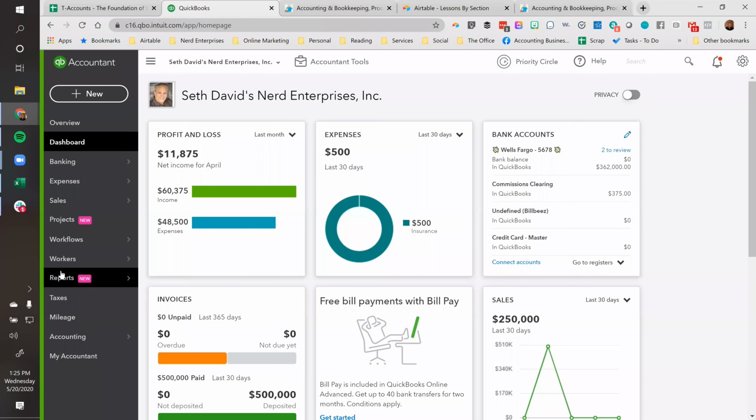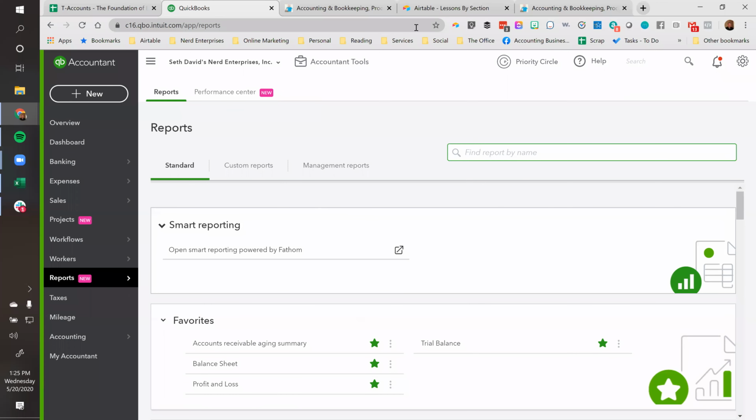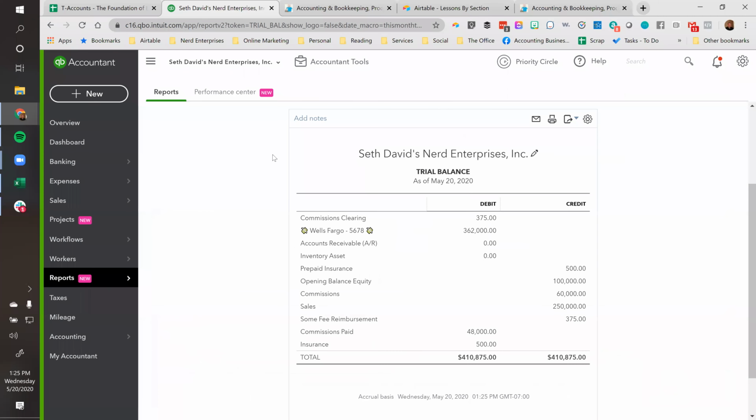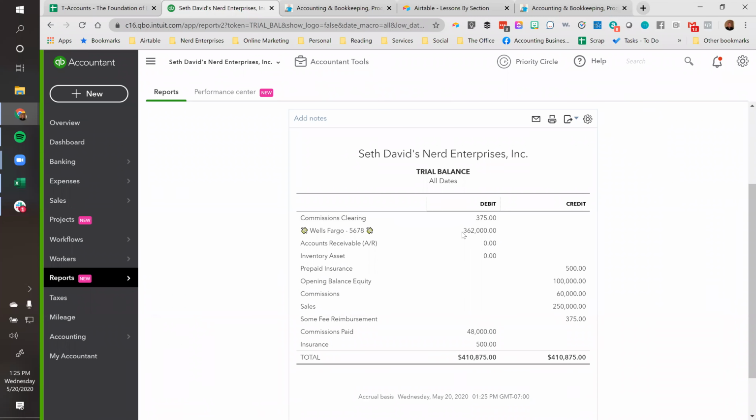Okay, so before we run anything, I just want to run a quick trial balance because this is my sample books, and I don't remember, honestly, if I gutted it out from the last time I did a tutorial of any kind. So we're just going to change this to all dates and run it. And so it looks like I have some residual stuff in here from the last time I did a video using this company, okay? So we're gonna leave this here so we kind of see what we started with.